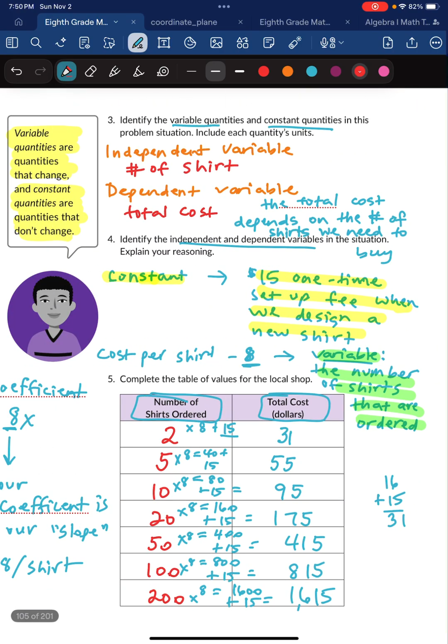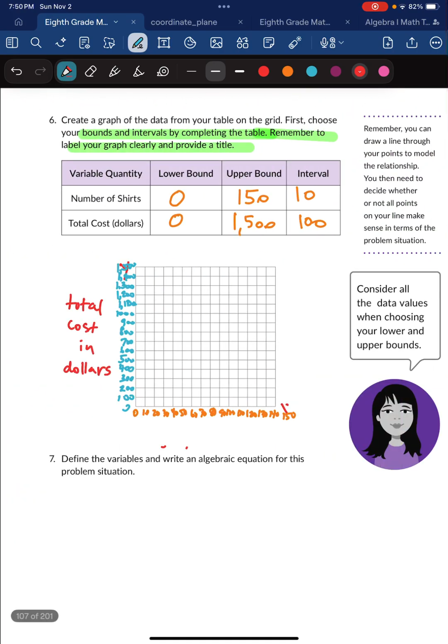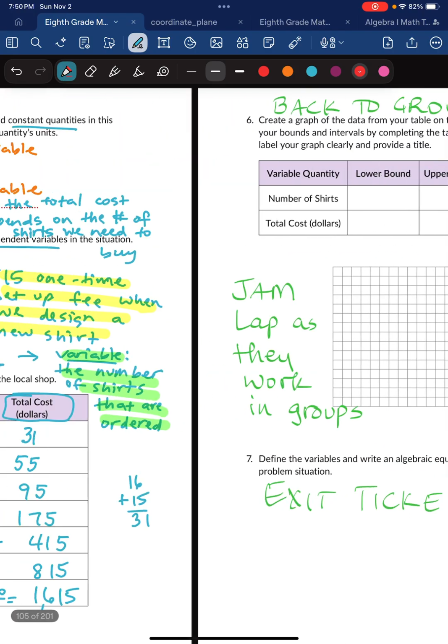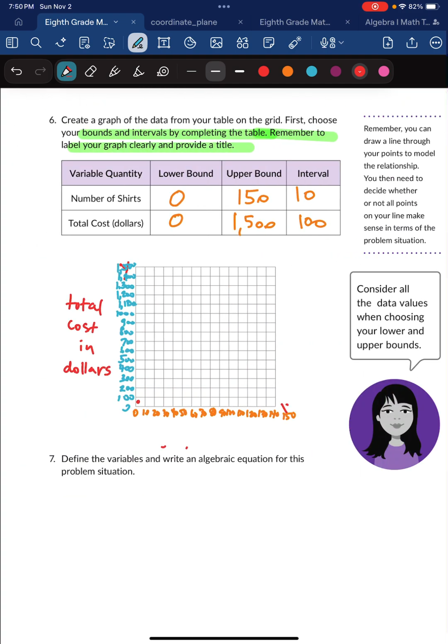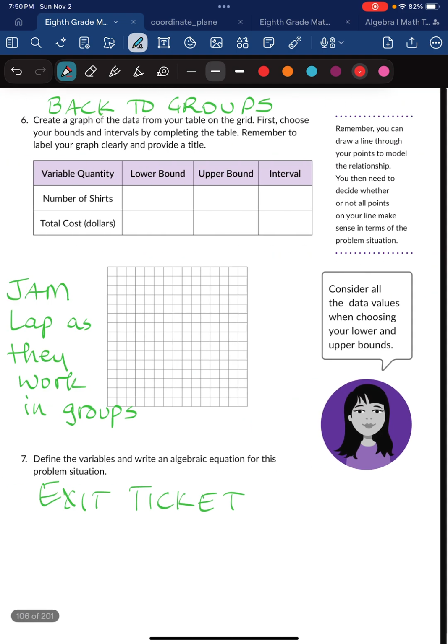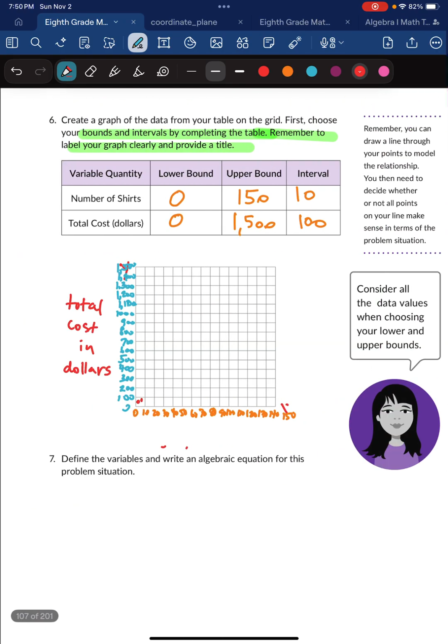So if we buy 2 shirts, we're going to pay $31. So I'm going to put that right about right there. If we buy 5 shirts, we're going to spend $55. So right next to it. 10 shirts is $95. So here I am on the 10. I'm going to go right up there. So see, these are real close together. I'm going to erase that and do it again. So I've got right here, right here, and right here.